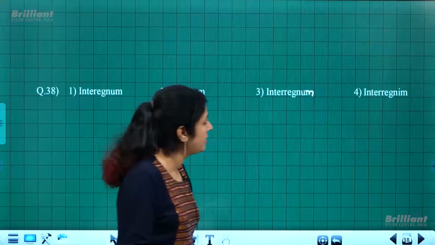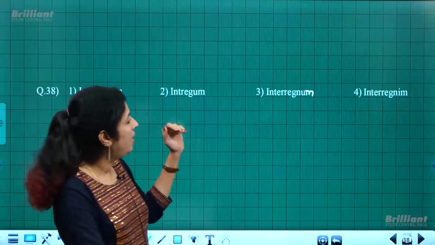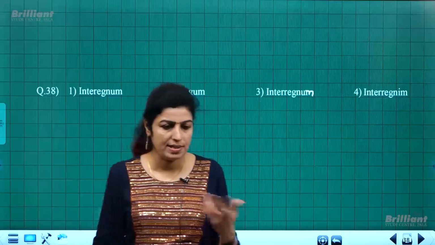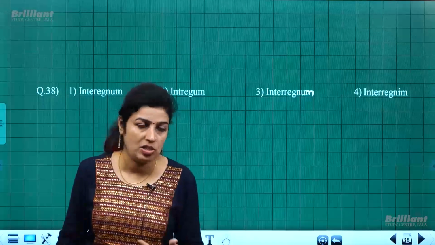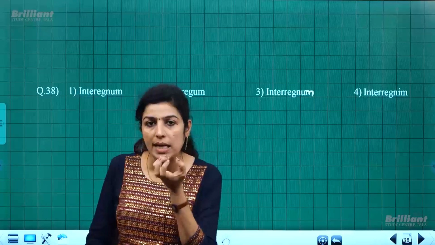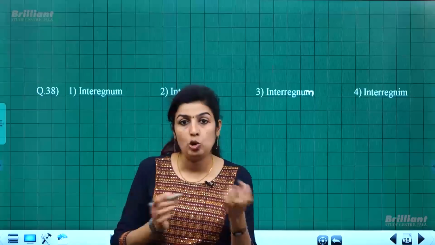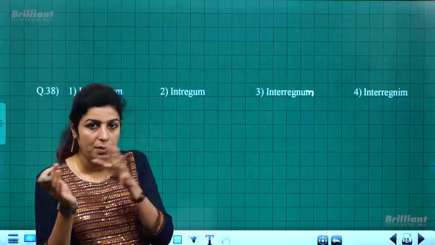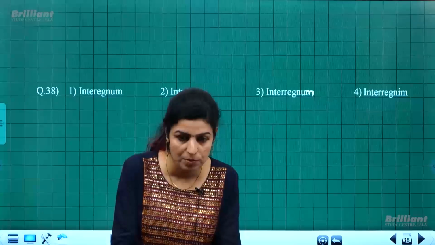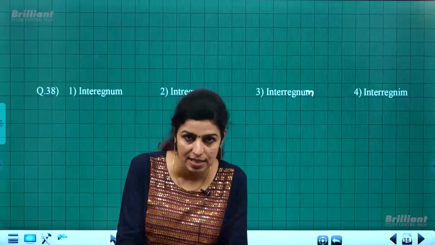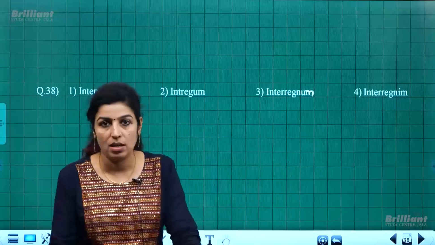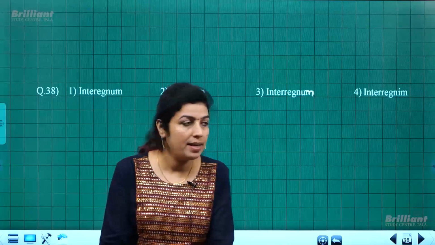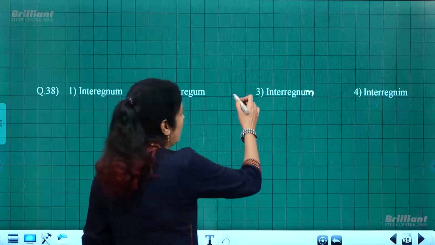Okay. Next is interregnum. The meaning is, when government changes, when we have a small gap of duration between two rules or two shifts in government, the period in between, where the rule of one government ends and then the next party comes into rule. That short period of time is what you call interregnum, and the correct spelling is the third one.